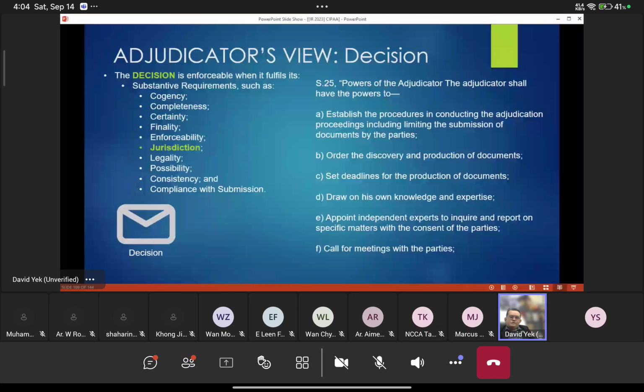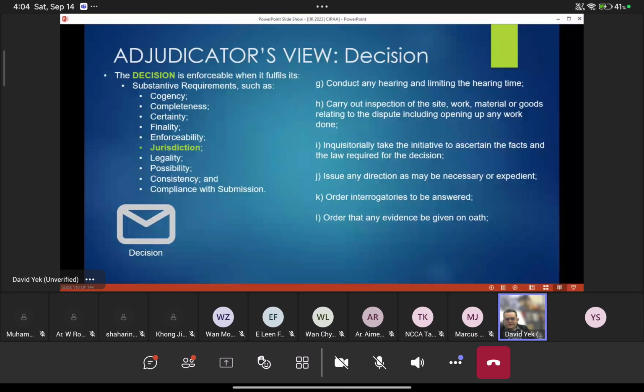All right. Then the adjudicator can also appoint independent experts to inquire and to report on the specific matter. So far, I don't think a lot of adjudicators do this. No adjudicator will want to go the extra mile to actually get independent views on certain things. Now, the adjudicator can also call for meetings of the parties. But again, we would like to just deal with everything through documents. Why? Because we are just paid this fee. Unless the parties agree to pay you by the hour, then the story will be different. Okay.